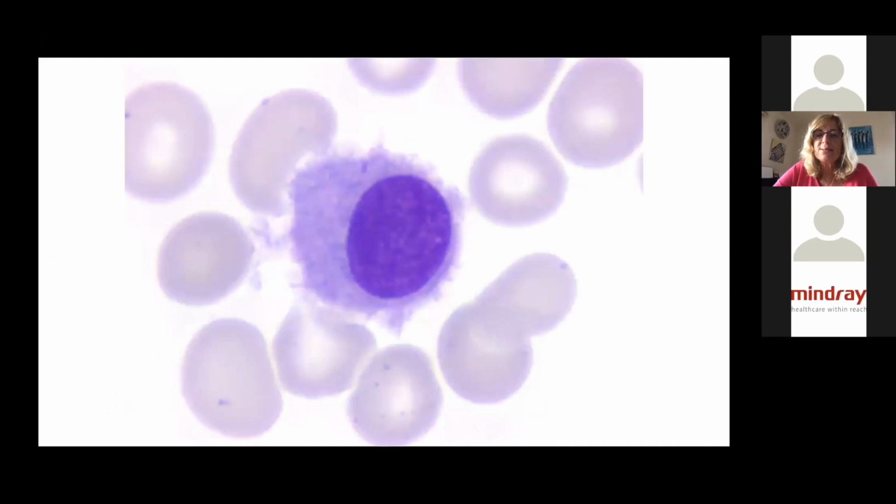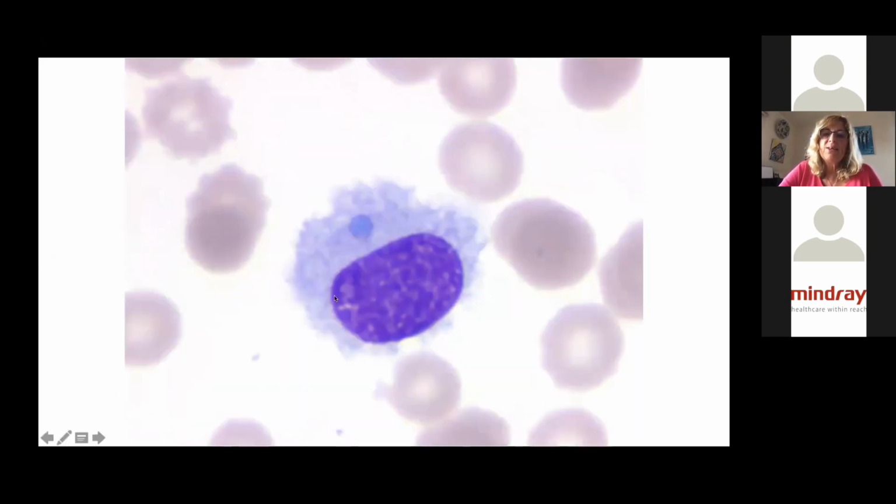Here we see nice cells circulating in blood: an abnormal lymphoid cell with a very round nucleus and a very special cytoplasm, because this cytoplasm is showing villi along the perimeter of the cell. This is a typical morphology for hairy cells.